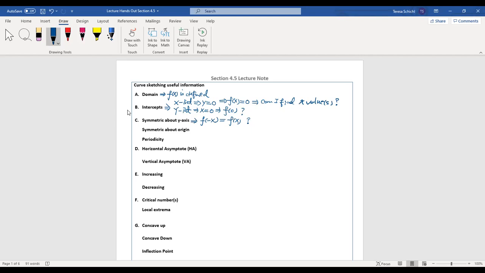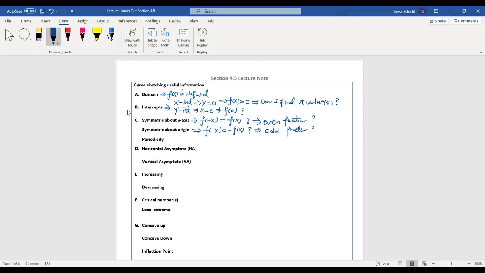Now, also we ask, how about symmetry to the origin? What does symmetric to the origin mean? That means f of negative x is equal to negative f of x. So we say it's symmetric to the origin. This is the same as checking whether the function is an even function or not, and this definition is checking whether the function is an odd function or not.